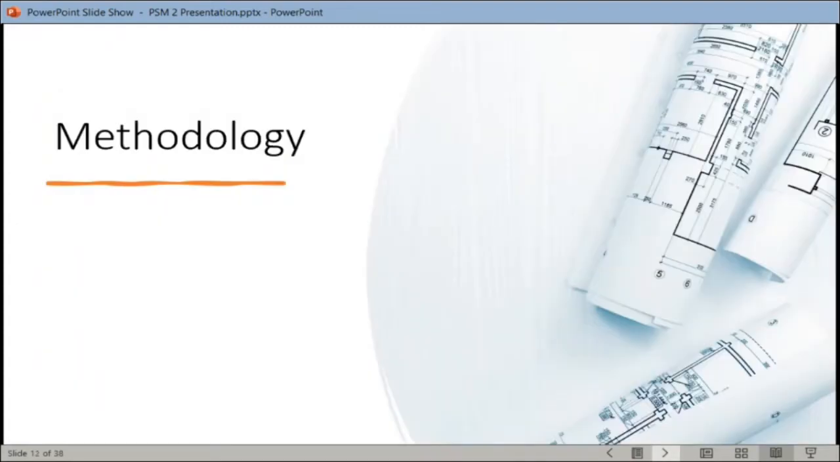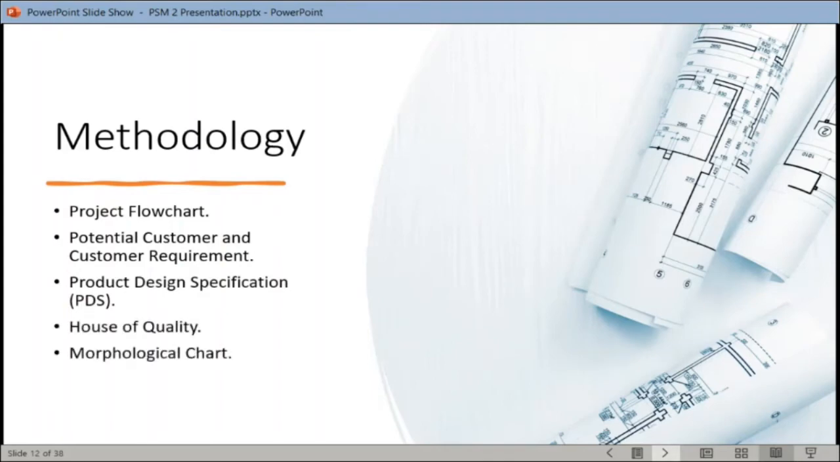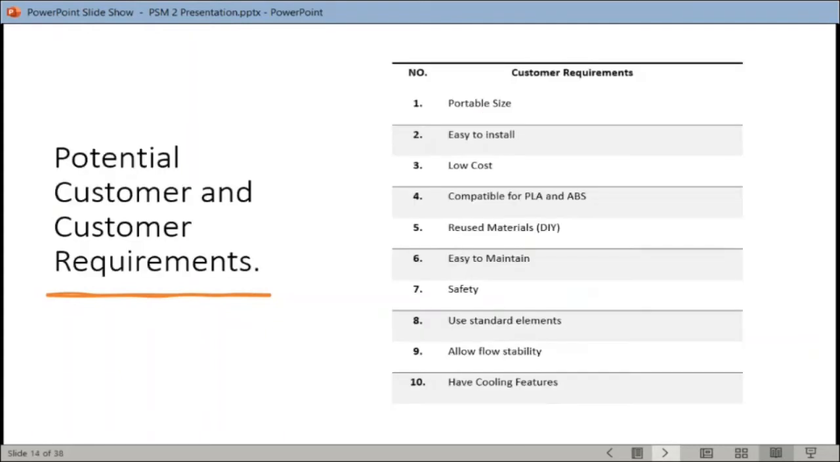For the methodology: project flowchart, potential customer and customer requirement, PDS, house of quality, and morphological chart. This is the project flowchart for the research. The customer requirements are based on the last research studies that stated the customer requirements and information. The table shows all the customer requirements that have been stated.